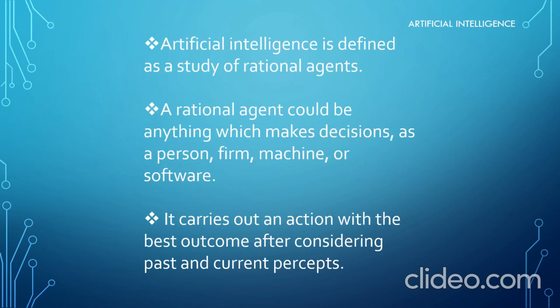Artificial intelligence is defined as a study of rational agents. Here, the rational agent is a theoretical entity based on a realistic model that has preferences for advantageous outcomes and will seek to achieve them in a learning scenario. A rational agent could be anything which makes decisions, such as a person, firm, machine, or software. It has the decision taking ability based on the condition provided.